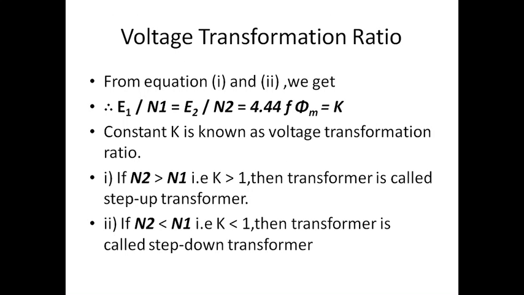So this is the equation for voltage transformation. If N2 is greater than N1, meaning the number of windings in the secondary is greater than the number of windings in the primary, that is known as a step up transformer. If the windings N2 is less than N1, then it is known as a step down transformer.